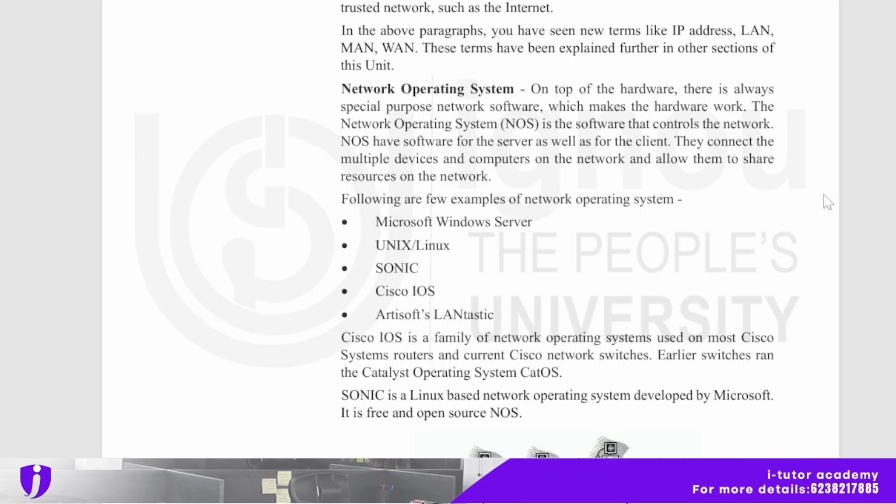Following are a few examples of network operating systems: Microsoft Windows Server, Unix and Linux, SONiC, Cisco IOS, Artisoft and LANtastic. Cisco IOS is a family of network operating systems used on most Cisco systems routers and current Cisco network switches. Earlier switches ran the Catalyst operating system, CatOS. SONiC is a Linux based network operating system developed by Microsoft, and it is a free and open source NOS.